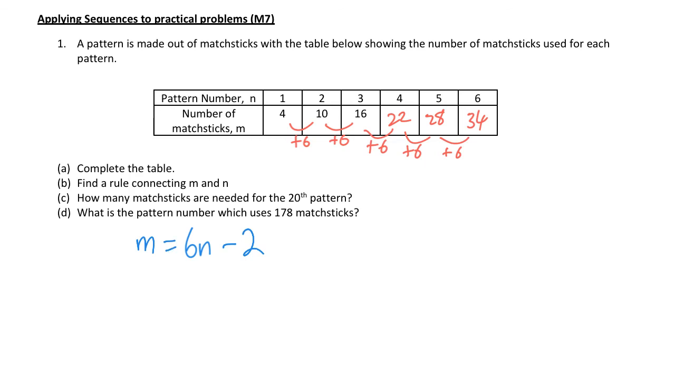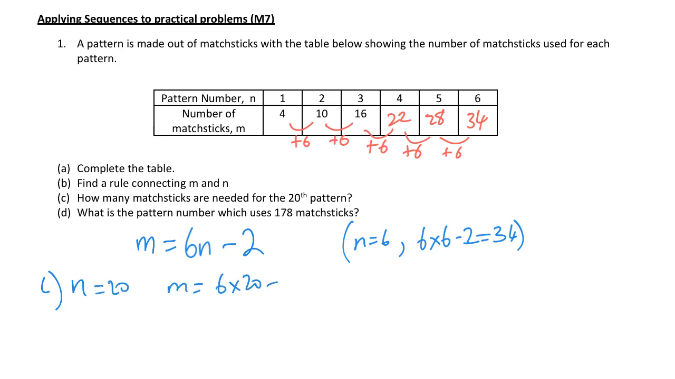So if we were looking at pattern number 6, so if n equals 6, the number of matchsticks is 6 times 6 take away 2, which is 34. Part C, how many matchsticks are needed for the 20th pattern? In that, n equals 20, so m is going to equal 6 times 20 take away 2, which is 120 take away 2, which is 118.